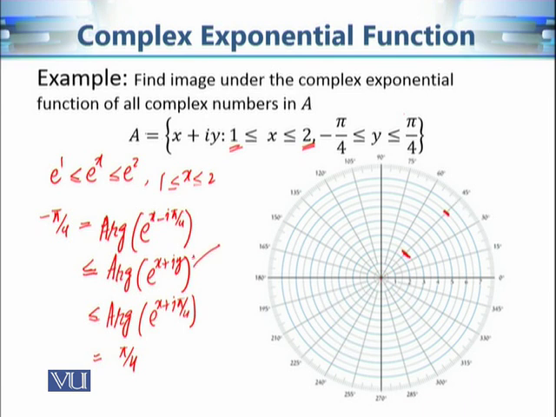So all of these elements where y ranges from minus pi/4 to pi/4. In other words, if this is pi/4 and this is minus pi/4, then all of the output is going to be between these two radial lines and these two arcs of the circle. So this is going to be the output of this region. This is e, this is e squared, this is pi/4, and this is minus pi/4. So this is going to be the image of this region in the z plane.